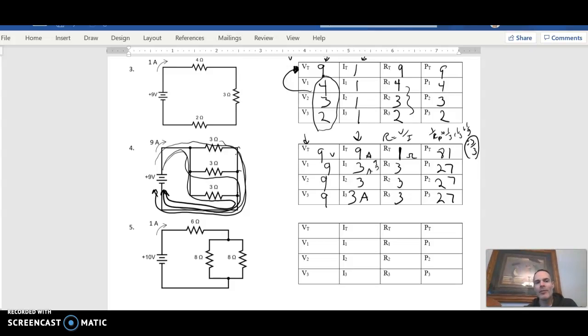Why is it a combination circuit? It's part series, part parallel. The series part is the part that current has to go through. All of it has to go through there. So if current leaves here, it all has to get through that 6 ohm resistor there. So that's the series part. And then it splits up right here into 2 branches. So the current gets to split up.